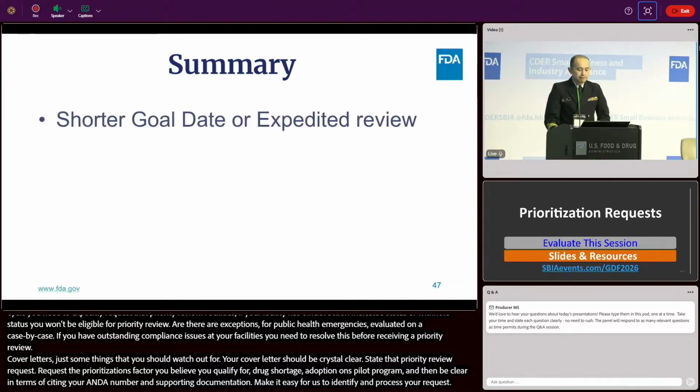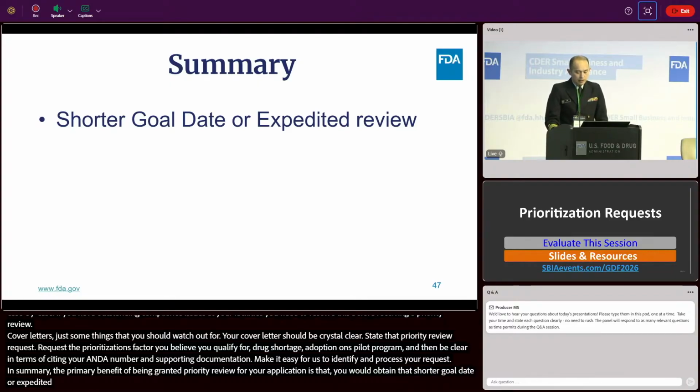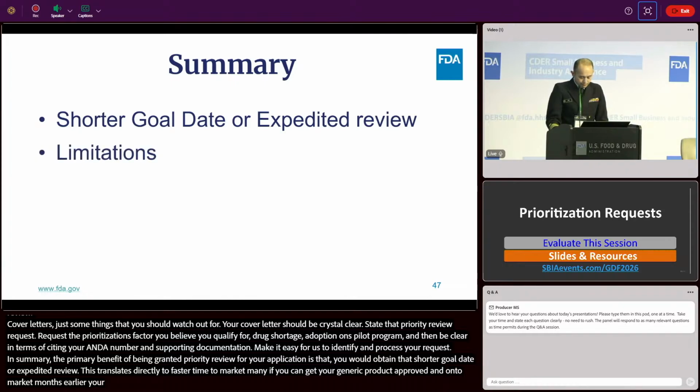So in summary, the primary benefit of being granted priority review for your application is that you would obtain that shorter goal date or expedited review. This translates directly to faster time to market. And if you can get your generic product approved and on the market months earlier than your competitors, that's a significant competitive advantage.